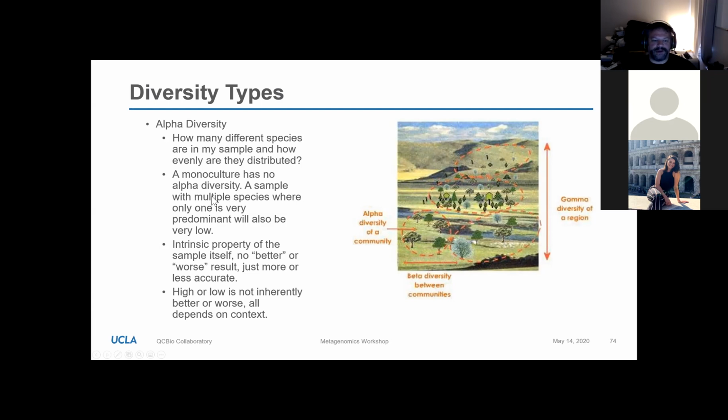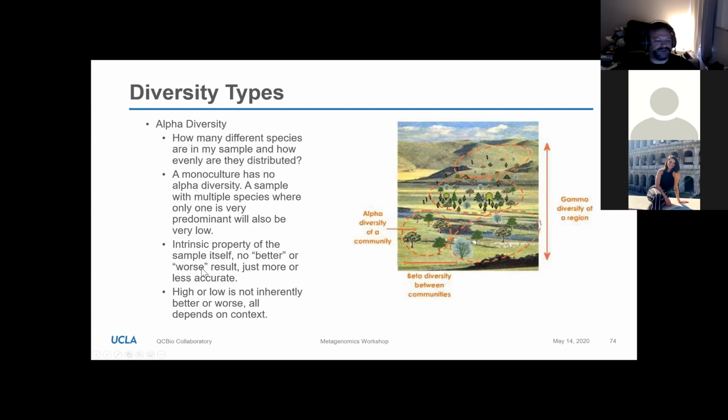If you have a sample where you have multiple microbial species present, but you only have one species that's super predominant, that's also going to give you a pretty low alpha diversity. And obviously a sample where you have very few microbial species present is also going to tend to give you lower alpha diversity.